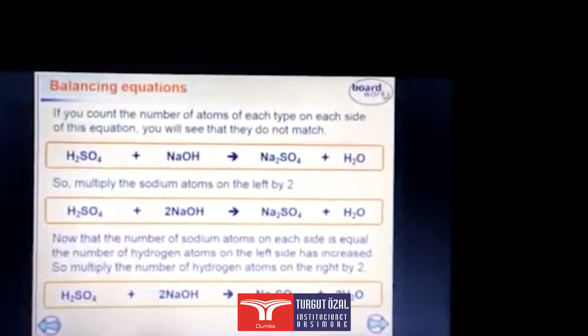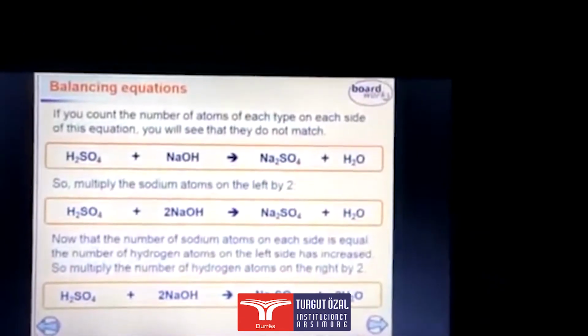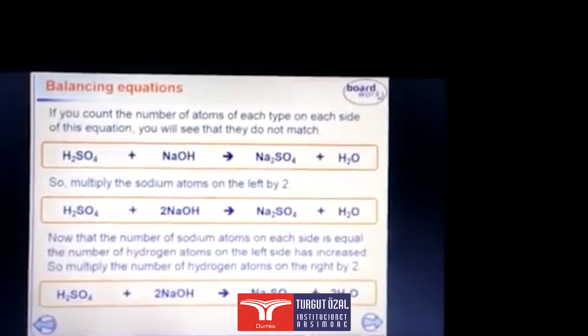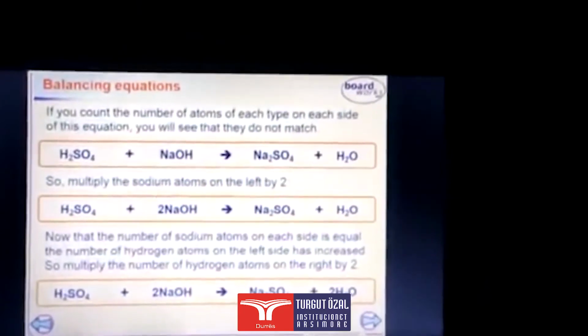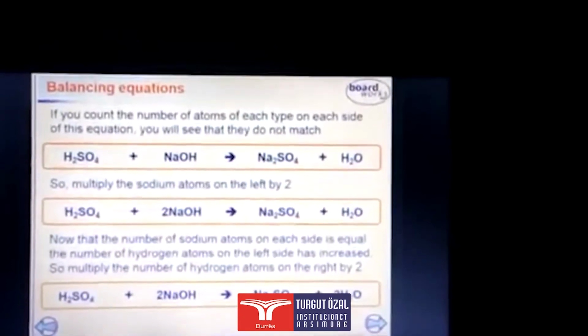So, we multiply the sodium atoms on the left by 2. Now the number of sodium atoms on each side is equal. The number of hydrogen atoms on the left side has increased. So, we multiply the number of hydrogen atoms on the right by 2 to make it equal.